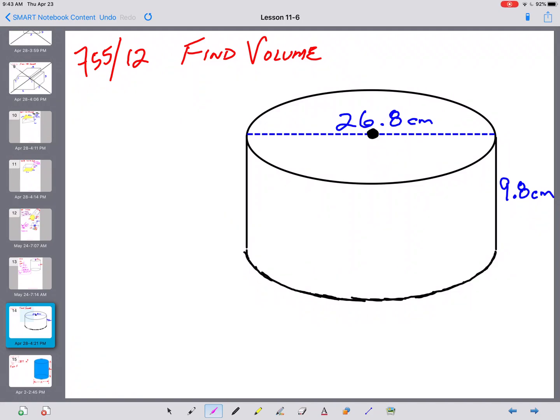Here is part 2, going over geometry homework 755, part 2. We're on number 12. We want the volume of the cylinder. Well, we've got a formula. Volume of a cylinder from the formula sheet: capital B times H.